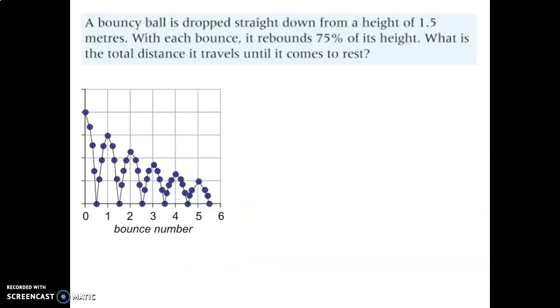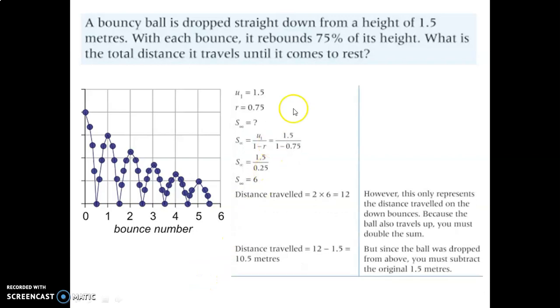So here's the first problem. Give it a try. So let's check our work. U1 is 1.5, and the r value is 0.75 because each time it bounces, the height it reaches is 75% of the previous one, so that's the multiplier. We're looking for the sum to infinity. The formula is this. So we just put those values in. It's that simple. So the sum to infinity here will be 6. So the distance traveled by this ball will be 6 if it bounces to infinity.